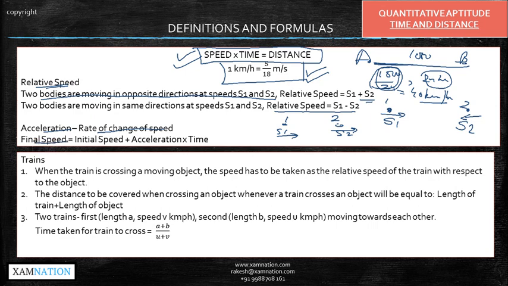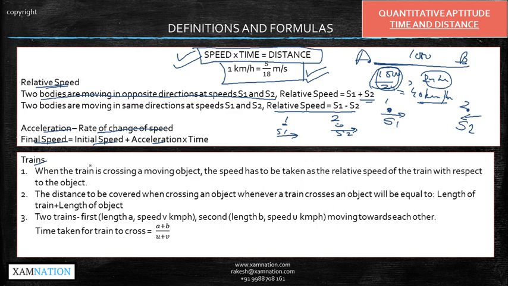And the final speed can be written as initial speed, which was earlier 40, plus acceleration. So the acceleration is basically the rate of change over time. Fine. So let's see the application of speed and time, speed and distance.